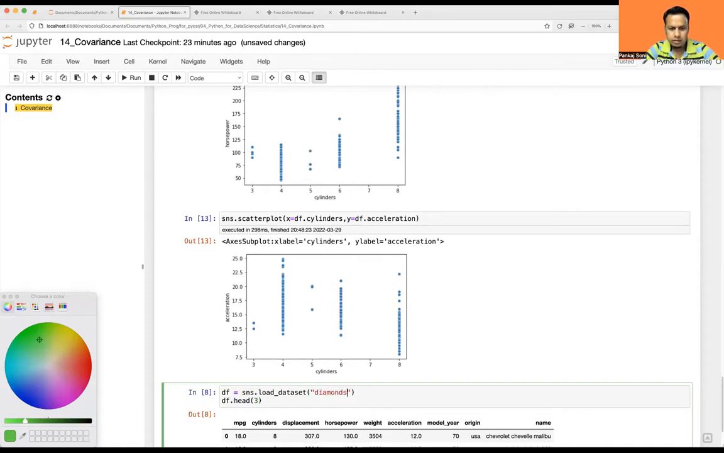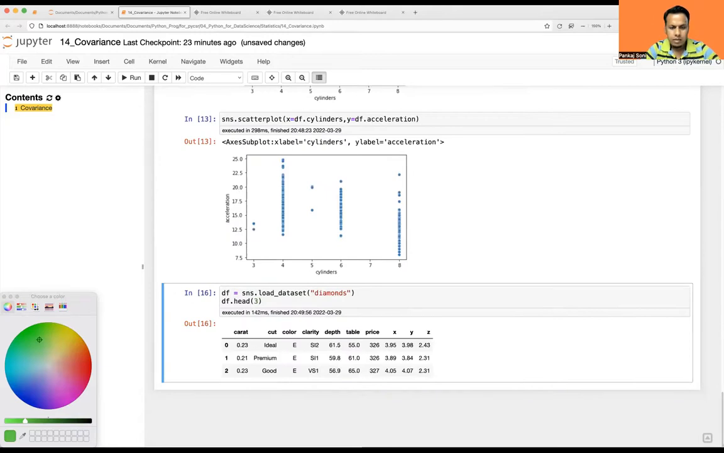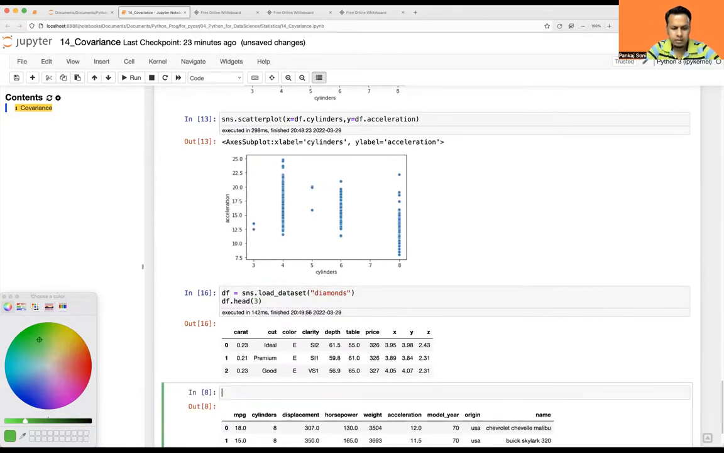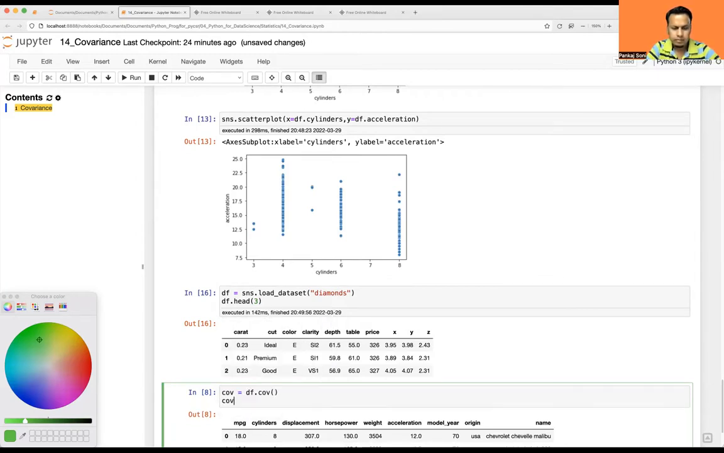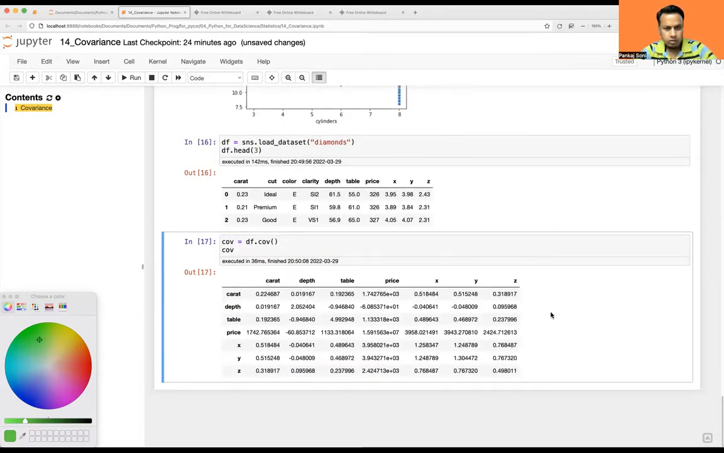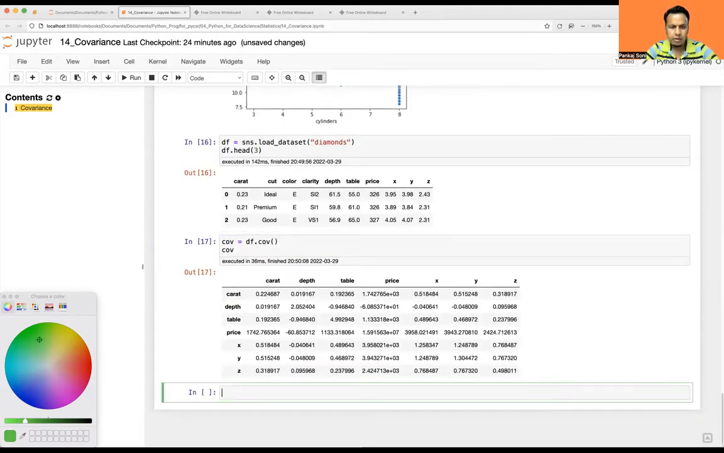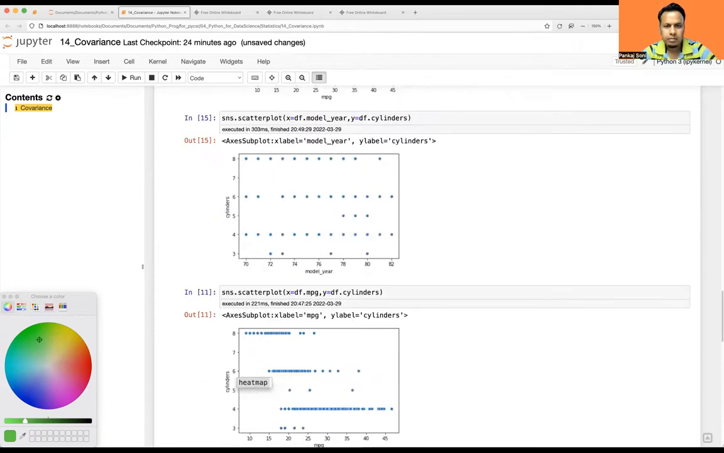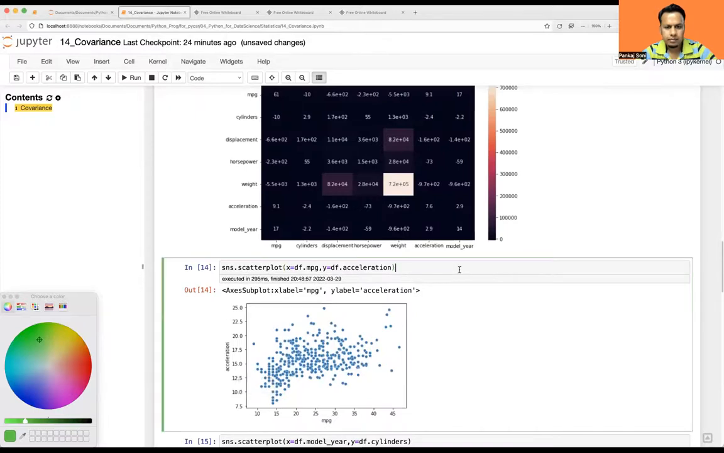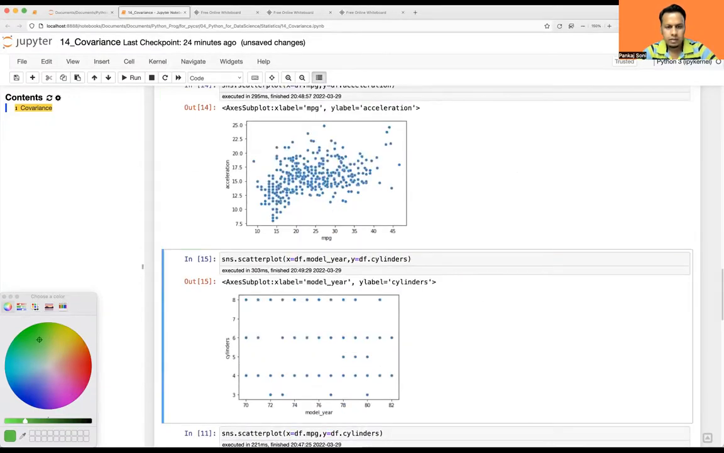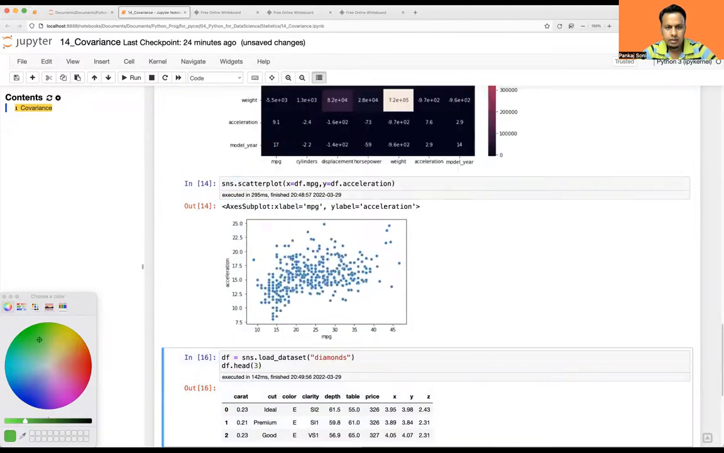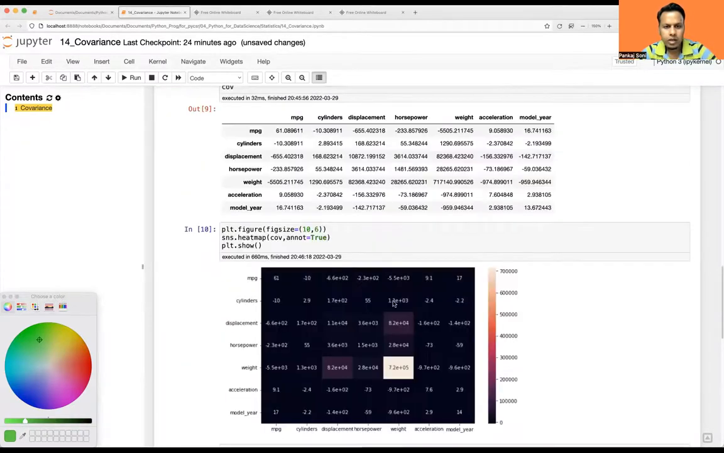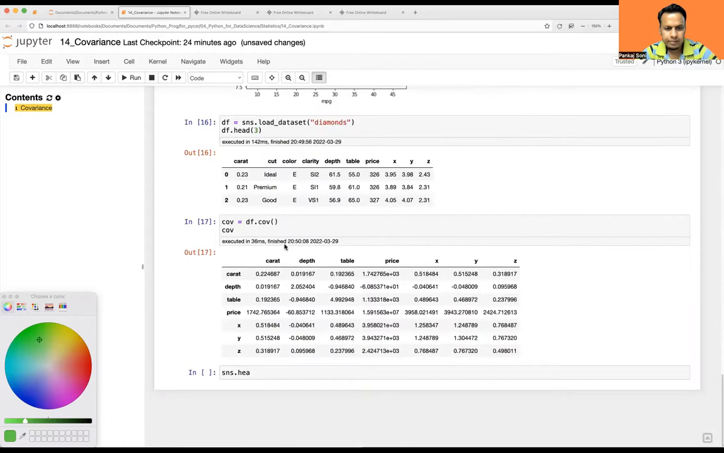Diamonds. Okay, let me plot another covariance here. Covariance equal to df dot covariance. Okay, here also we see a lot of negative values, right? So definitely we'll find something. Heat map, where is that heat map? I want to show more points so that it can be clearly seen.